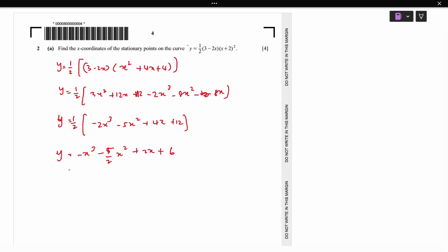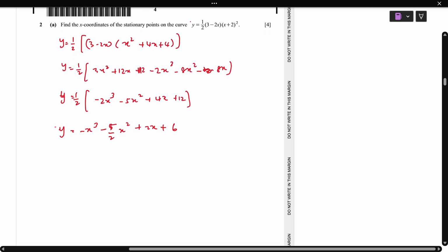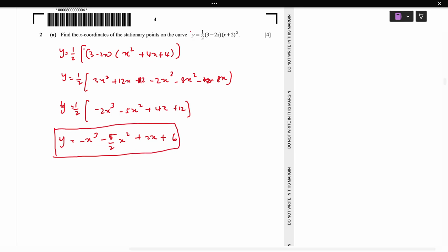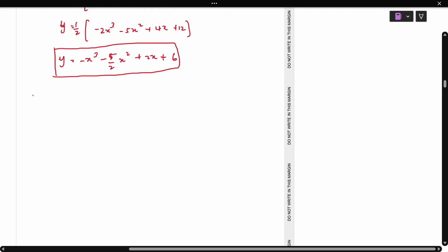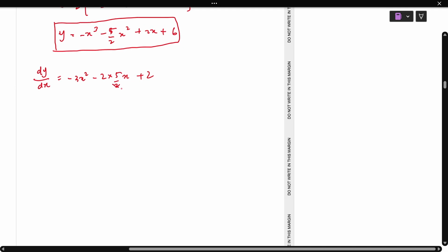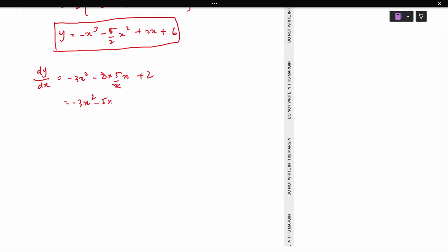Okay, so I got the equation. Now I multiplied everything. Okay, so this is the expanded equation. Next, I need to find the stationary point, the turning points. I need to find only the x coordinates. Okay, turning point, as we know, the gradient is going to be 0, because we need to find dy by dx. So when I differentiate this equation, I'll get minus 3x square, then minus 2 into 5 by 2x plus 2, which is this 2 got cancelled. So the answer is minus 3x square minus 5x plus 2.